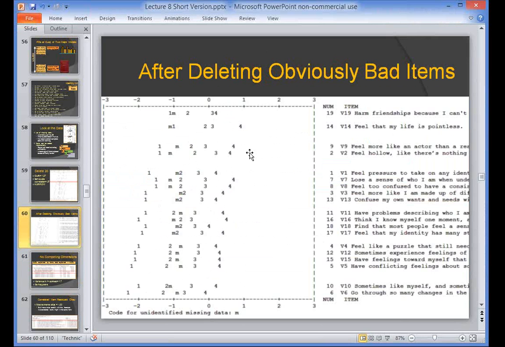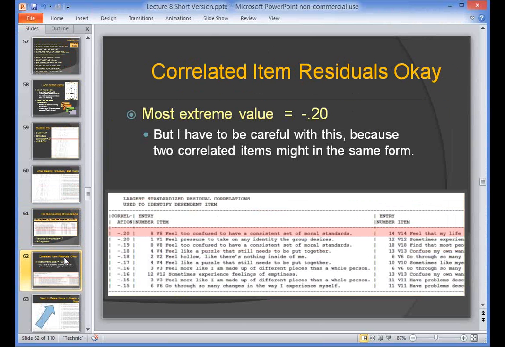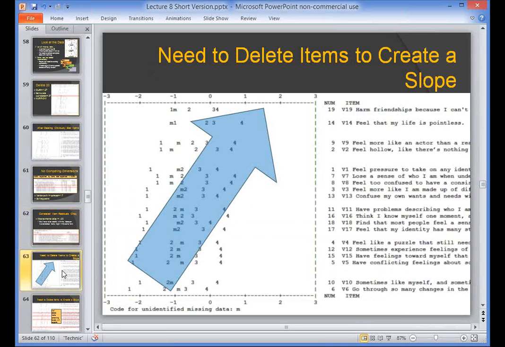So when I look at the empirical item categories and I see they're spread out like this, and I see that I don't really have any variance being significantly accounted for in the first contrast, this is telling me that all of my items are basically on construct. Okay? I look at the correlated item residuals, and they're okay. The biggest value is minus 0.20. All right, so I don't really have much to worry about here.